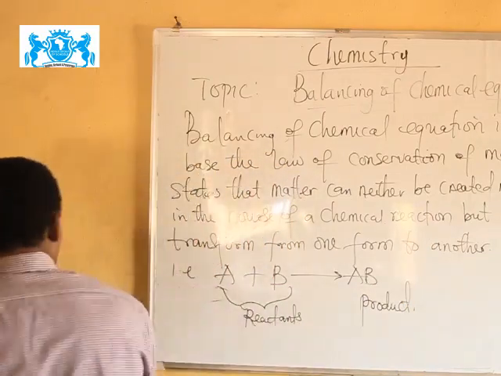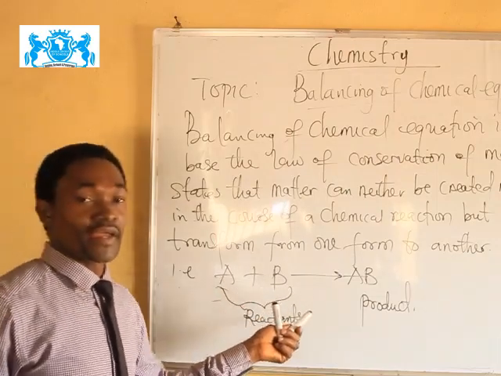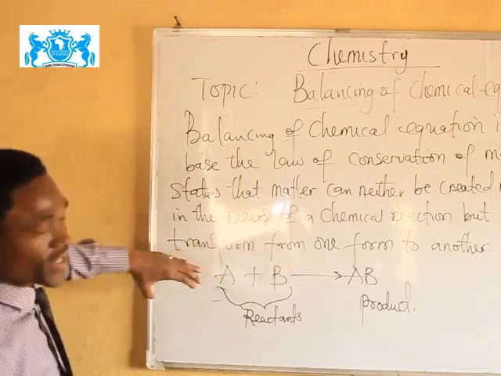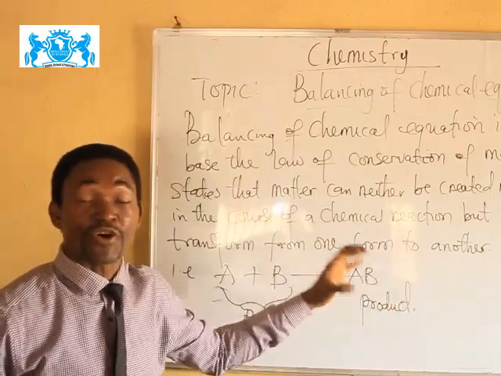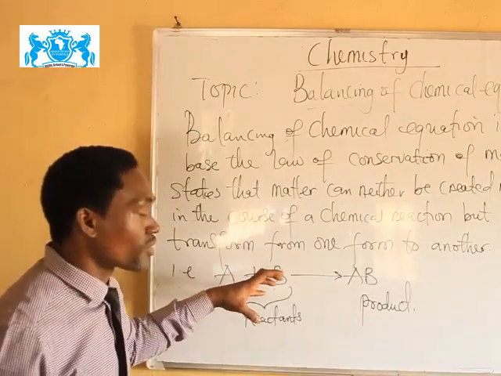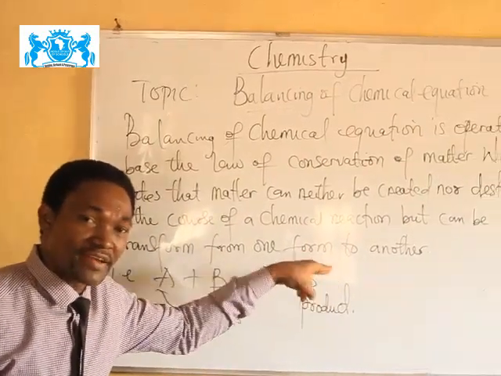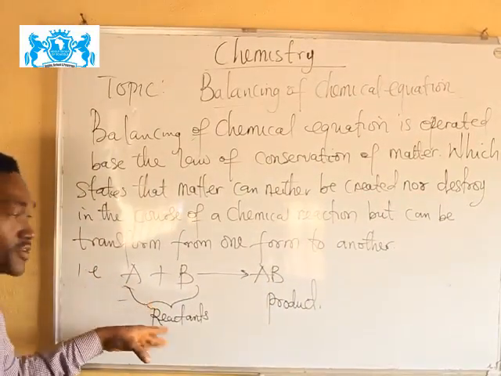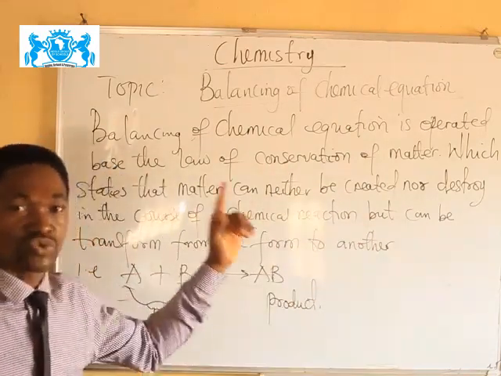Now that is just a very simple, brief sample of what a chemical reaction looks like. In balancing the chemical equation, we look at whether the number of atoms on the reactant side tallies with the number of atoms on the product side. If it doesn't tally, then we need to use a scaling factor that can help balance the product side with the reactant side, in order to follow the law of conservation of matter, which every chemical equation must obey.